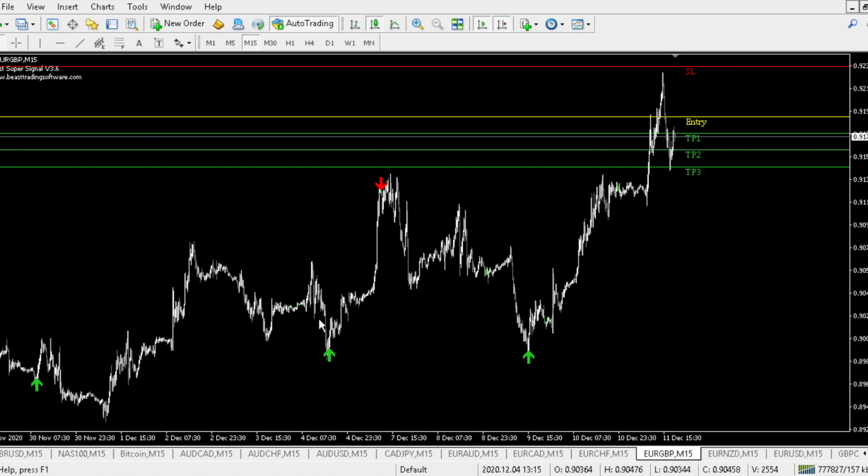And then on euro pound, again, a good buy here, a good buy here, a good sell, and another good buy. This is just almost picture perfect trading on this pair.